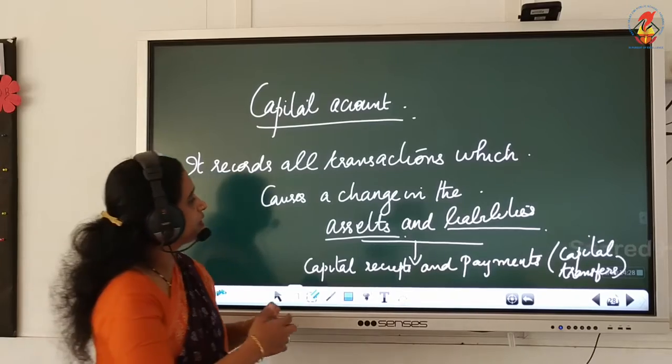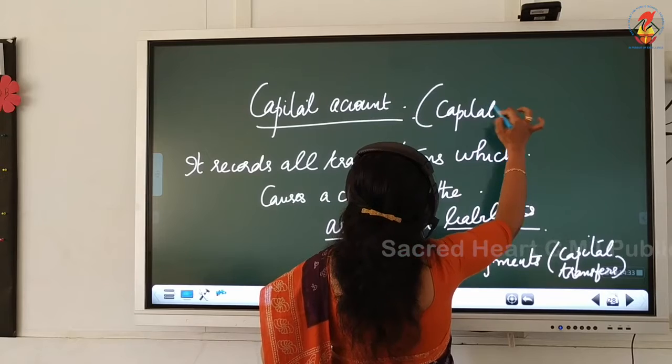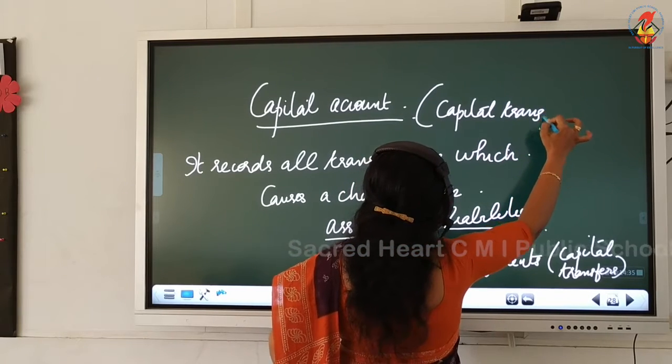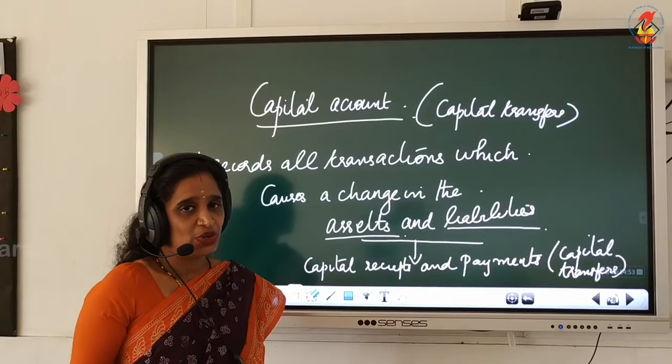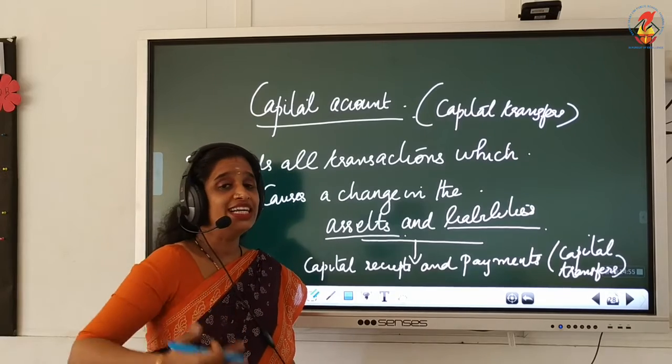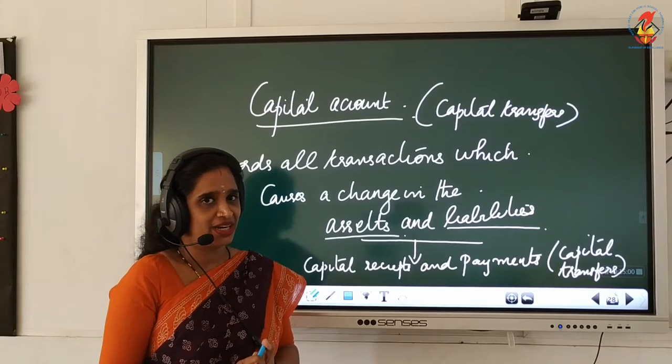So when we speak about capital account, what should come there? Capital transfers. The fourth component of economic transaction of BOP, capital transfer, will come in the capital account. So what is meant by the capital account? It records all the transactions which cause a change in the assets and liabilities. You will be able to recollect it very well because we have learned in detail in government budget and economy regarding the assets and liabilities.